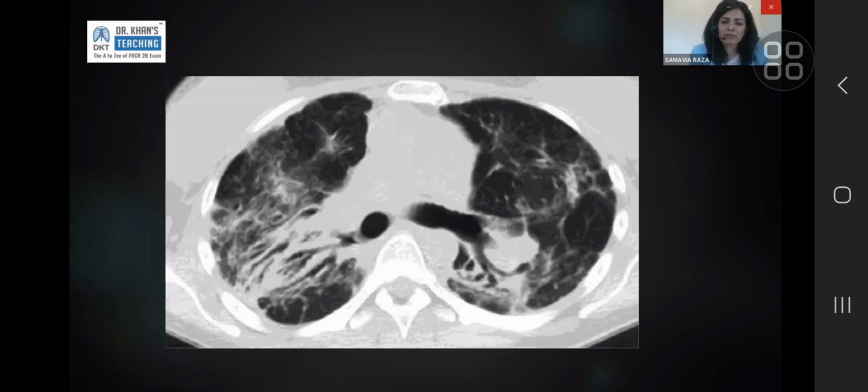And all the architectural distortion, all the volume loss happens in that direction. And it's a very specific appearance. And once you see it, almost nothing else causes it. Especially if it's symmetrical. So if it's TB, it's going to be more irregular. When it's sarcoidosis, it's going to be more uniform. So that's what you can look for in terms of CT. So it becomes slightly more helpful.